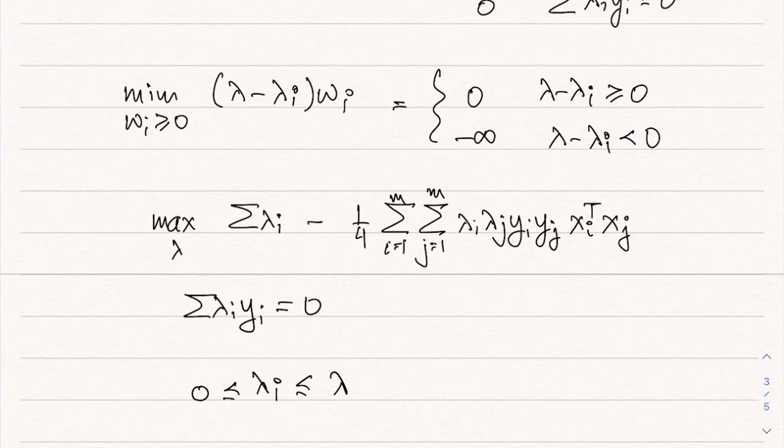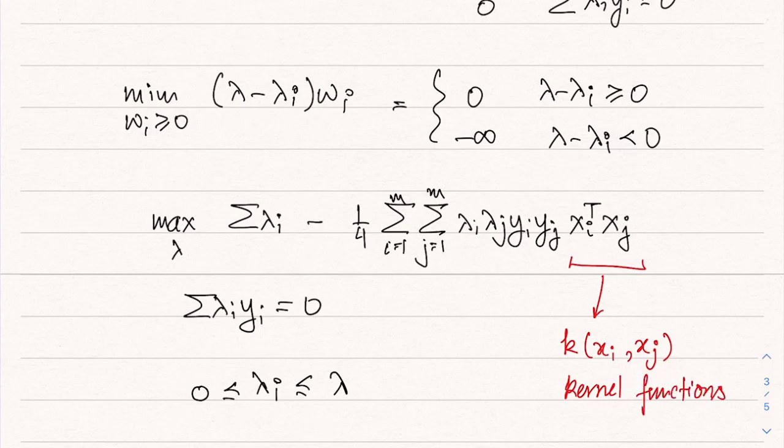There is one thing I must point out: this formulation has often been generalized by replacing this term with a general function of the form k of x_i, x_j. This is called the kernel function. Kernel methods are a kind of machine learning method. They are out of scope for this course, but I'm just mentioning that if we replace x_i transpose x_j with a general function k of x_i, x_j, then it becomes a nonlinear classifier. Instead of a linear classifier, we can have all sorts of nonlinear boundaries classifying the two sets of points.